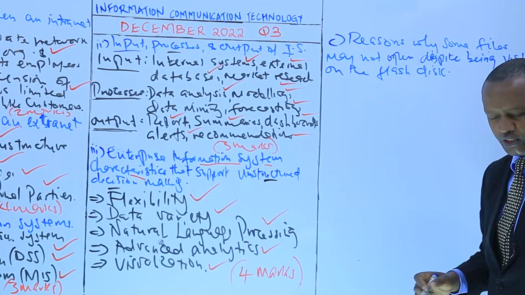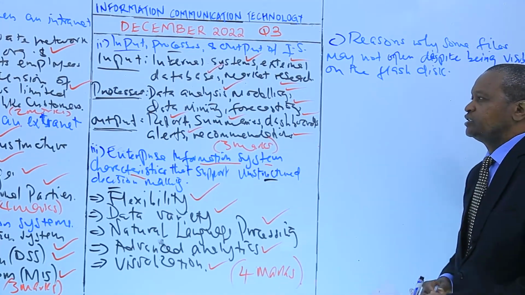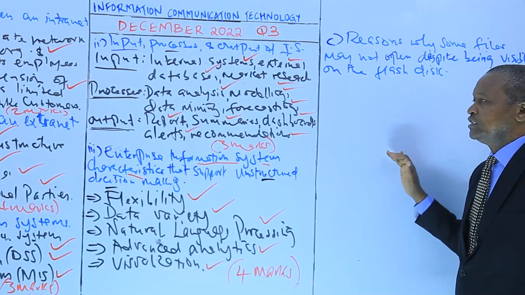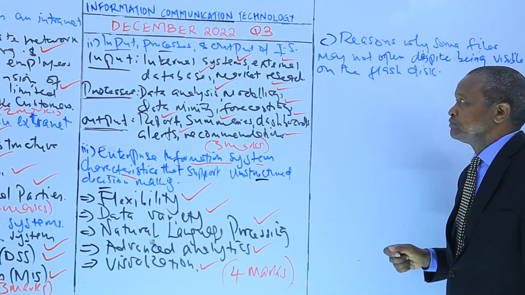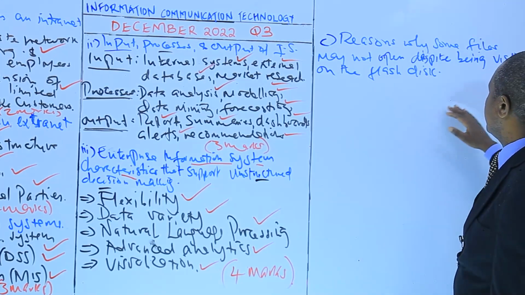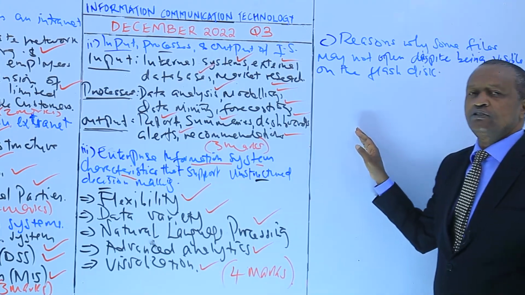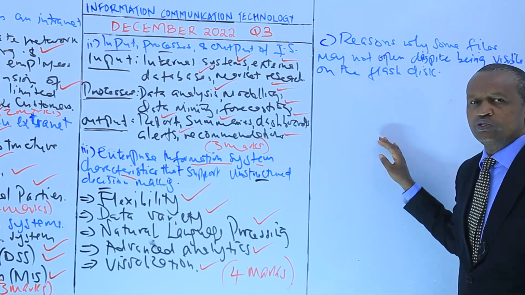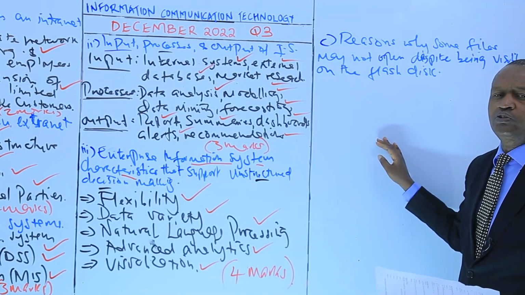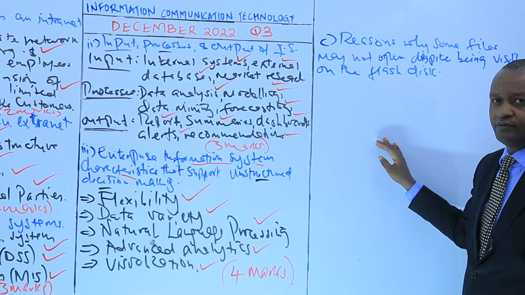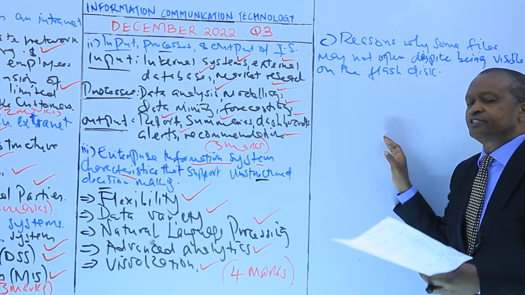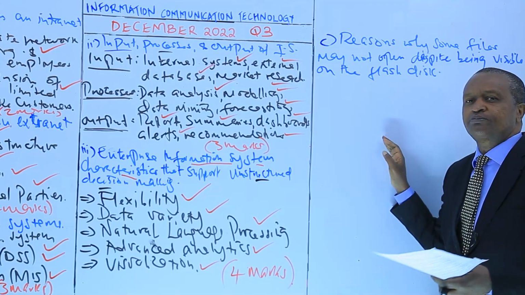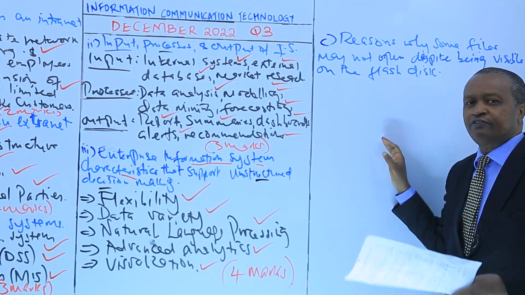Now there are instances when you may store files on a flash disk, and when you insert the flash disk on a computer, you are able to see the files, but they fail to open. The question is, what are the reasons for such an eventuality? Reasons why files may not open despite being visible on a flash disk.